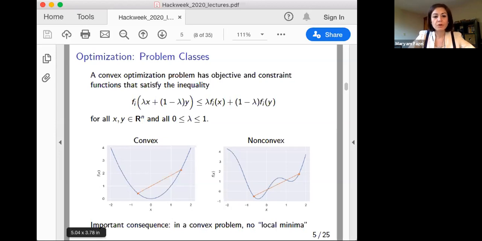The most important consequence of convexity is that in a convex problem, there are no local minima, or we can say any local minimum is also global. Of the problems we will discuss in this tutorial, all of them will be convex, except for the last problem on outlier removal. That one is not convex.